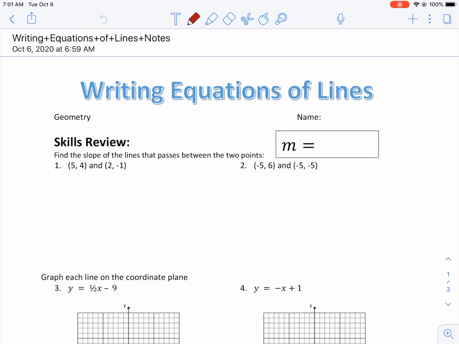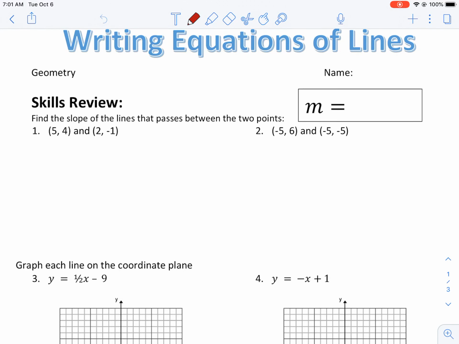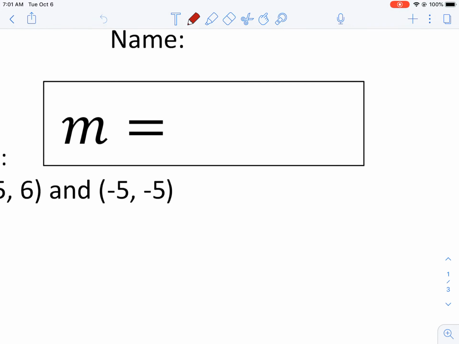So first we're going to do some skills review. And the first thing we're going to talk about is finding slope between 2 points. So finding slope requires you to know your slope formula, all right? We know slope is rise over run, and so your slope formula is y2 minus y1 over x2 minus x1, okay?